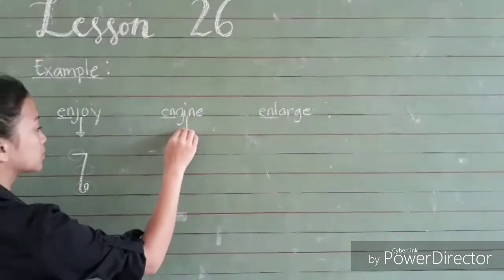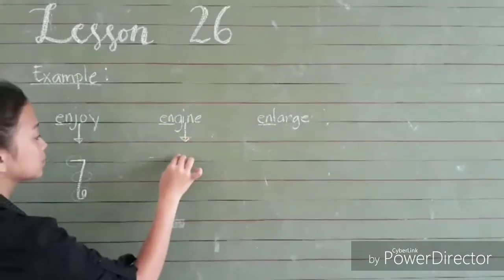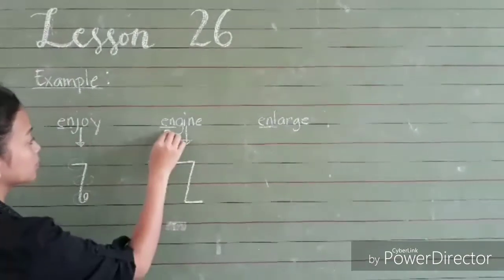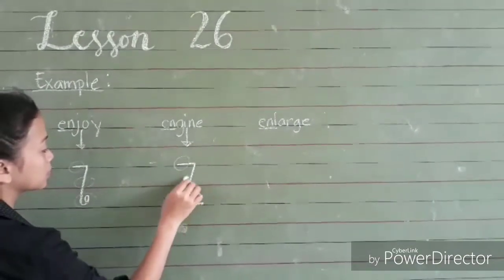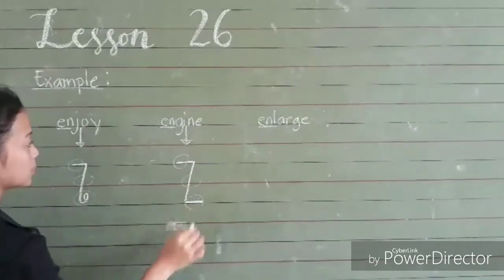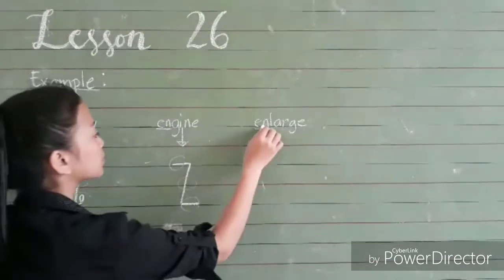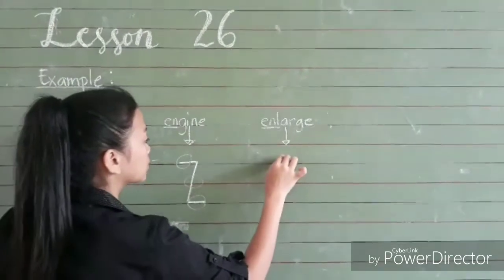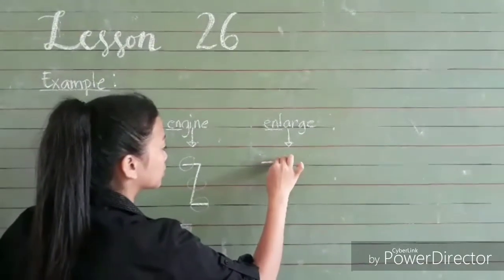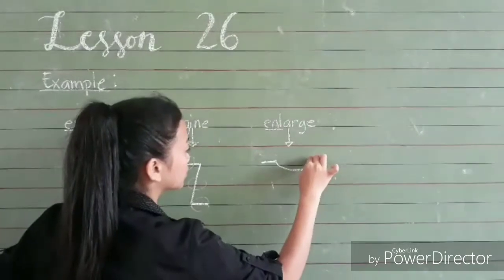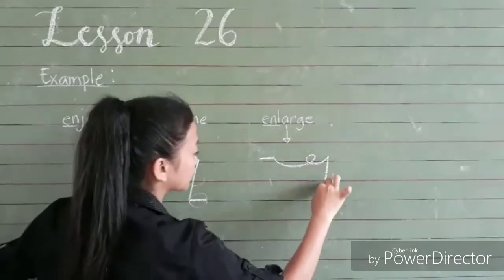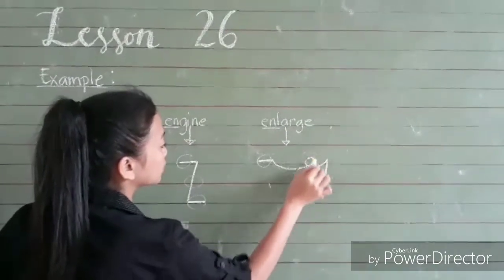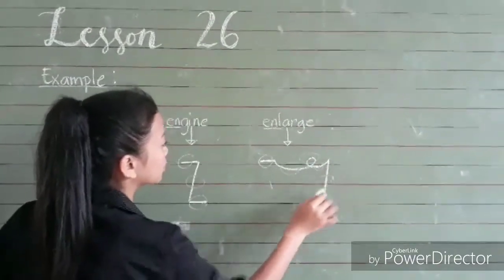For engine, it is written as, wherein N, J, and N. And for enlarge, it is written as, it is represented by N, L, A, R, and J.